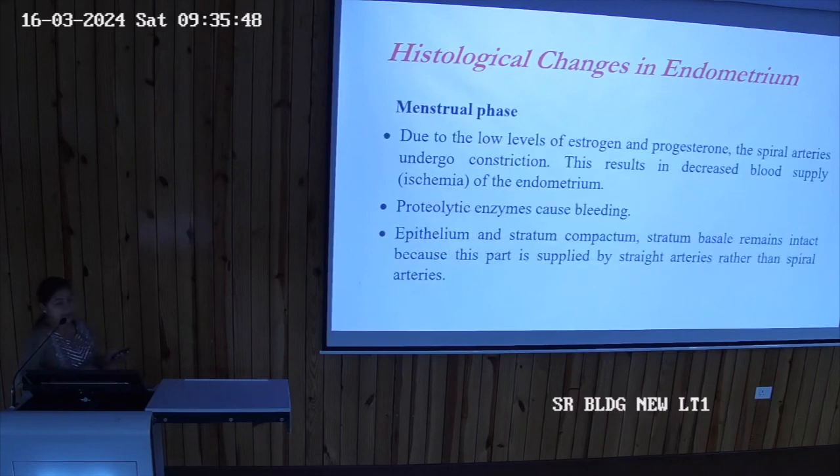During the menstrual phase, due to low levels of estrogen and progesterone, the uterine glands which are twisted have the spiral arteries. The arteries also get twisted. They are called the spiral arteries. Now they undergo constriction and result in decreased blood supply, due to which the proteolytic enzymes activate and the bleeding occurs. What remains in the three strata of the endometrium, the epithelium and the stratum compactum, stratum basale, remain intact because they are supplied by the straight arteries.